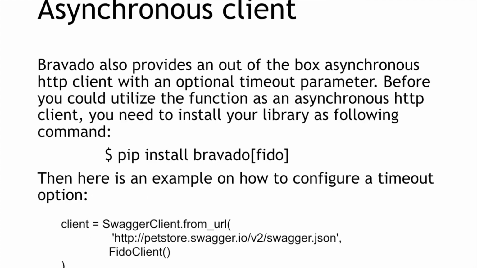More importantly, when we have many different calls to make, sometimes it will take time to execute them. We may want to do asynchronous client calls. In order to enable them, you not only need to install Bravado, but Bravado-Fido, and you need to be doing this particular pip install to enable this. Then, when we create the client, we have to add the Fido client as a parameter. This allows us to get asynchronous client calls and can even specify a timeout as part of the result return function.